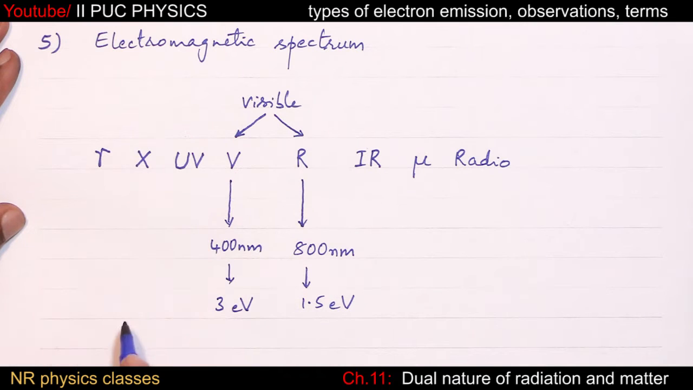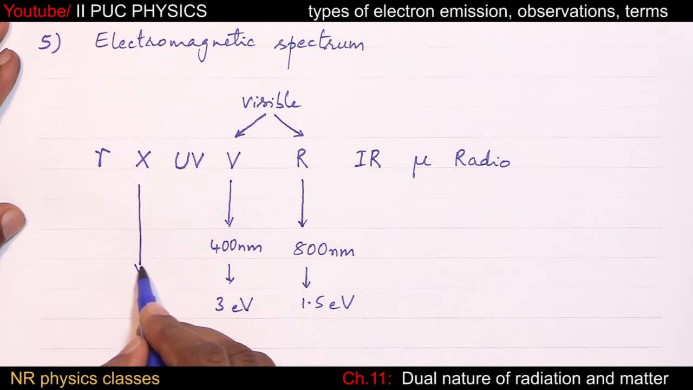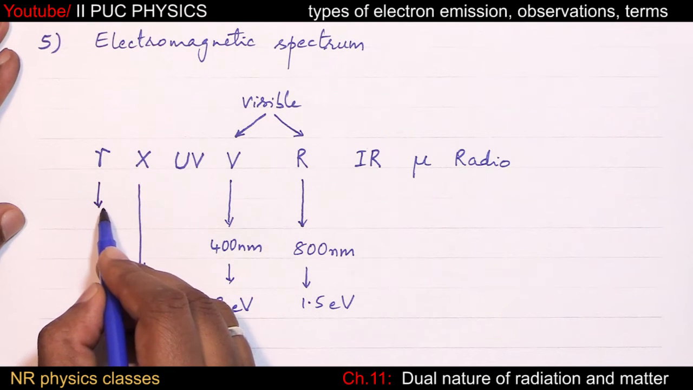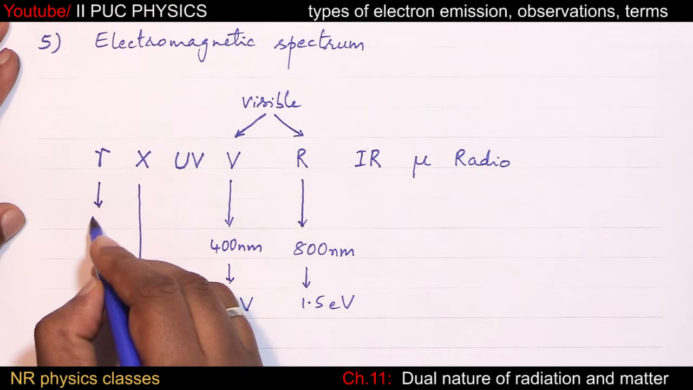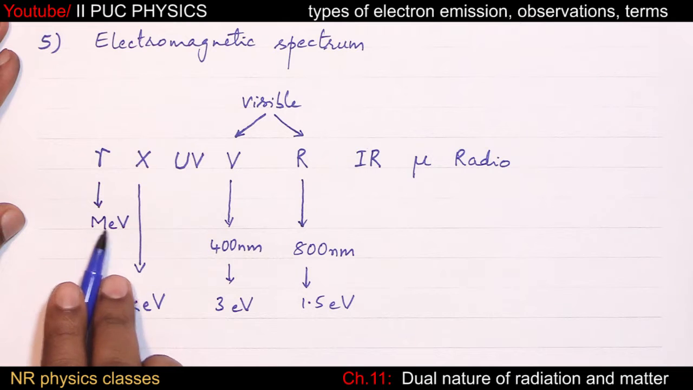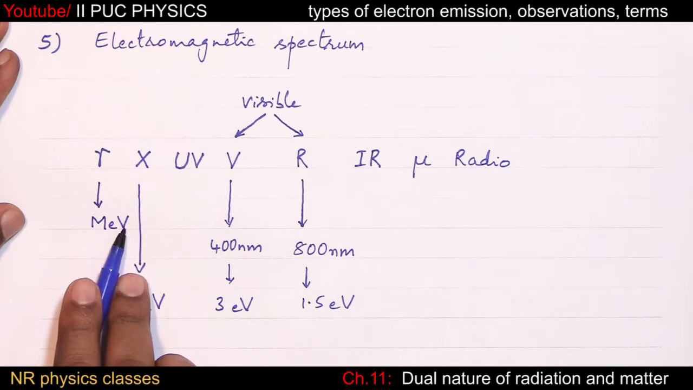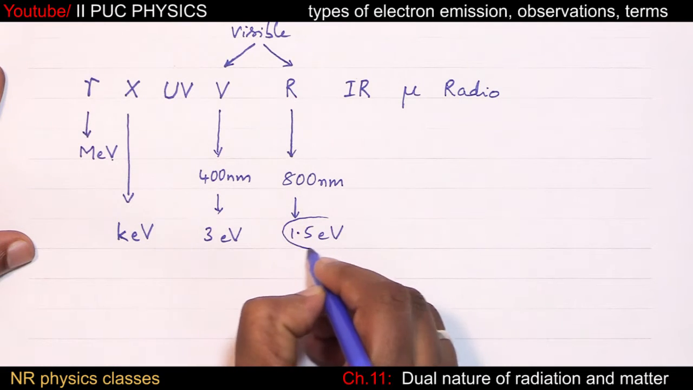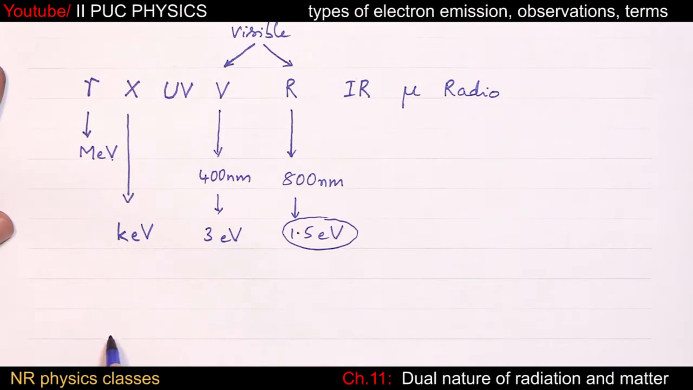X-ray energy is few thousand electron volt. So kilo electron volt. Similarly, gamma is millions of electron volt. Million means mega. So it is MeV. Capital M stands for mega, small letter e, capital V. Small letter k, e, capital V. Now let us find this 1.5 eV for 800 nanometer.